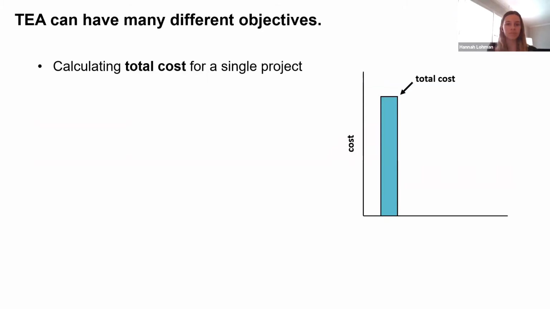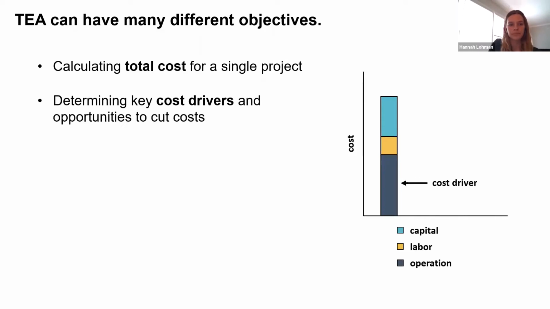And so here are some examples of objectives. First, for your TEA, you could be interested in just calculating the total cost for a single project. And so you can see in this figure, you're just adding up the total cost of the project. Another objective might be that you want to figure out what is driving the cost of that project and try to figure out how you can cut costs.